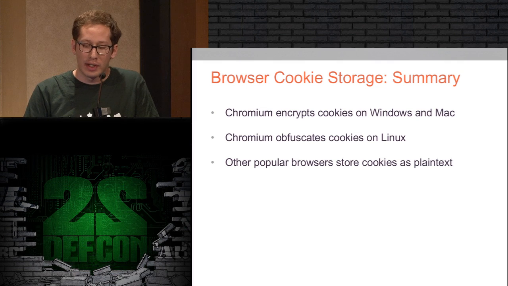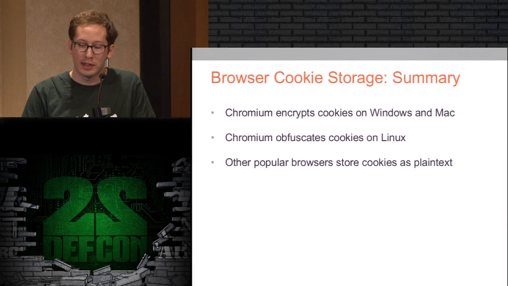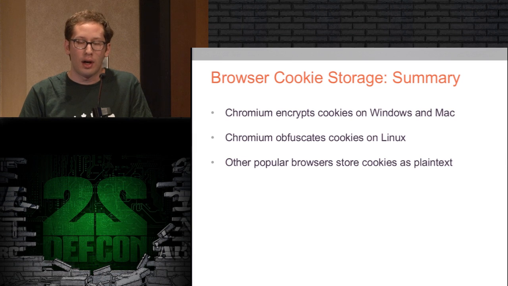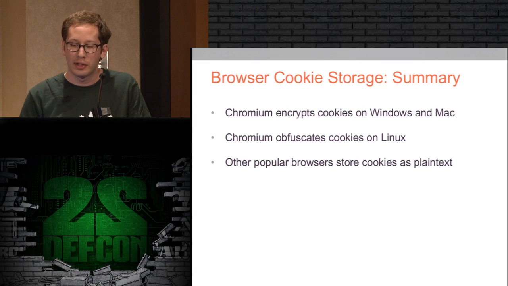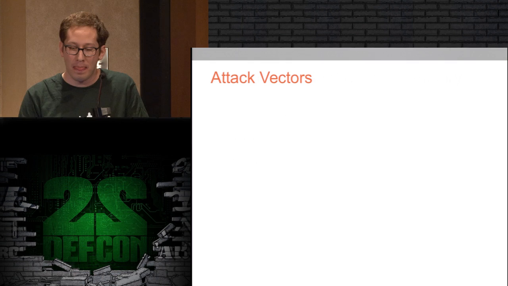Okay, so in summary, Chromium encrypts cookies on Windows and Mac. It obfuscates them on Linux, and other popular browsers store the cookies as plain text, Firefox. Opera and Safari store them as plain text in a binary file format, but they're just there to read. Okay.